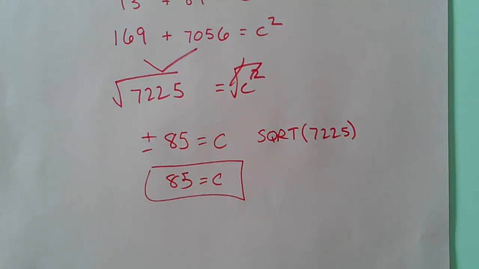And that is how we can use the Pythagorean theorem to help find missing parts of a triangle. Hope this helps. If you have any questions, just go back and review and use these problems to help you with your work.